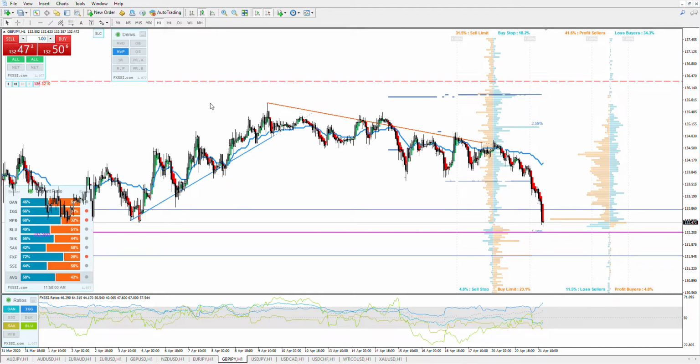This is very heavily dependent on what cable does. Like a lot of XXX yen, they'll look to their dollar pairs for signs. So if the cable, the pound USD, falls, then it's likely this is going to fall too. Likewise, Aussie yen, Aussie dollar, and euro yen, euro dollar. They'll take cues from what their cousins are doing, their big brothers. So keep in mind the monthly pivot for cable if you are trading this. If it falls below monthly pivot 1, 2, 3, 4, this could fall.